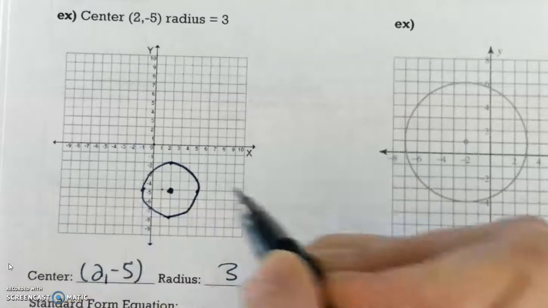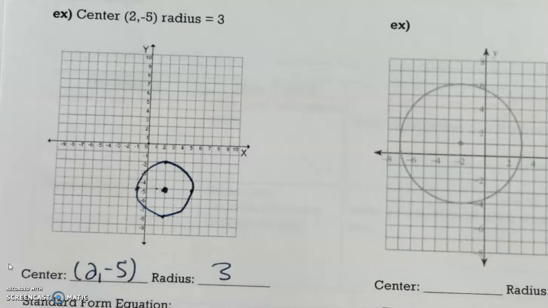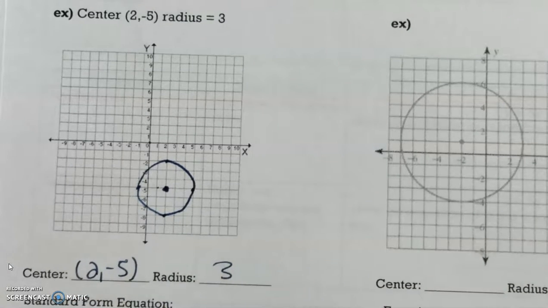Oh, look, I'm getting better. I was getting nervous right at the last part when I'm doing a good circle. All right, so here is my circle.